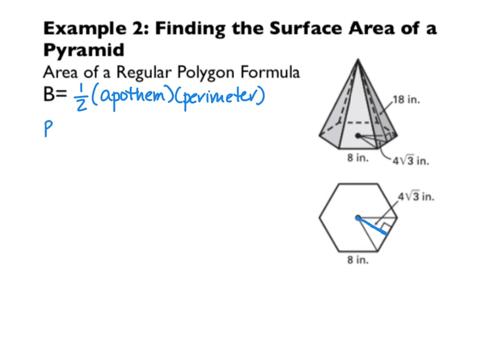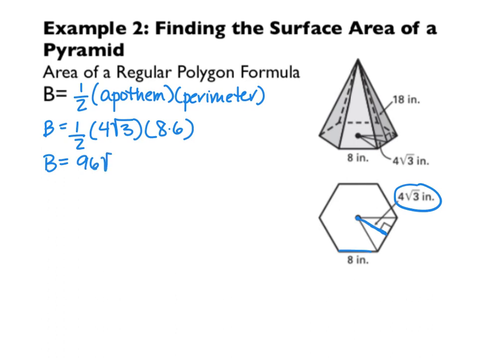So the base is going to be 1/2. The apothem here is 4 square roots of 3. And the perimeter is, we see that one side length is 8 and there's 6 side lengths, so it's going to be 8 times 6. And if you put that into the calculator, you're going to get about 96 square roots of 3 inches squared as the base.